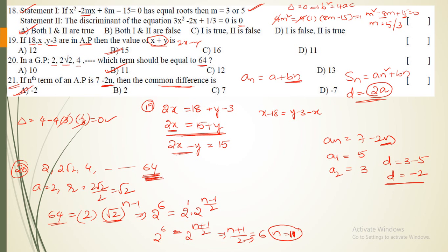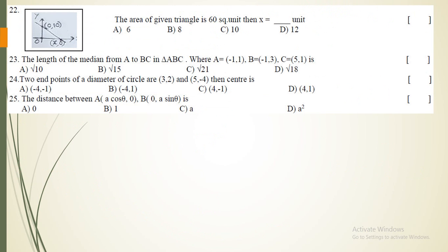Next, moving on to one more question. What he has given is a right angled triangle. This point is x comma 0 and this point is 0 comma 10. Now he is asking you to find, he has given the area of the triangle is equal to 60 square units. Since this is a right angle triangle, directly half into base into height is nothing but my area.